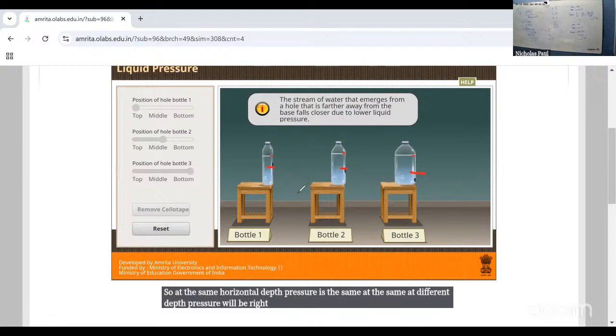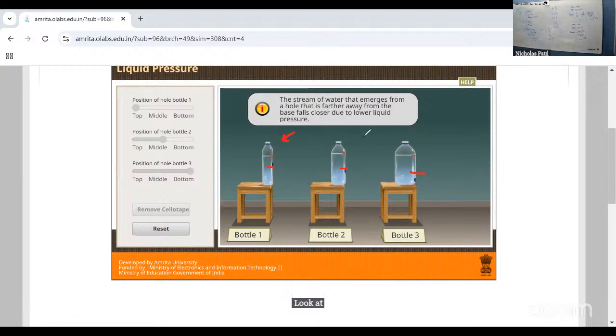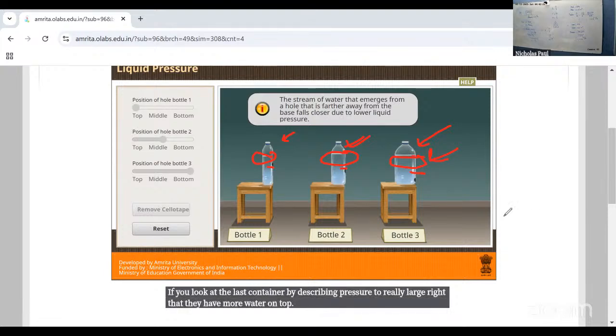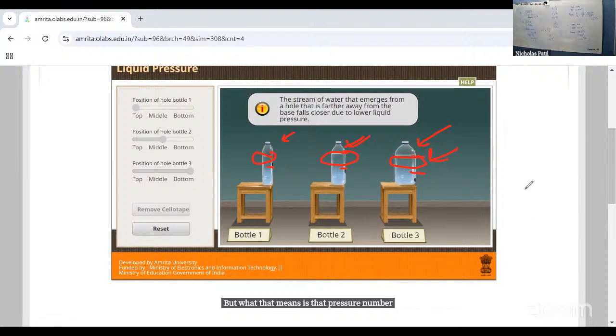Quick last question on this. Look at the shape of the containers. Why didn't the shape make a difference? If you look above this hole, you have so much water. Above this hole, you have so much water. If you look at the last container, you might expect the pressure to be the largest, because you have more water on top. But what that means is that pressure is not really dependent on the mass of the water. What it is dependent on is the density of the water. If I change the density of the water, the pressure will change.